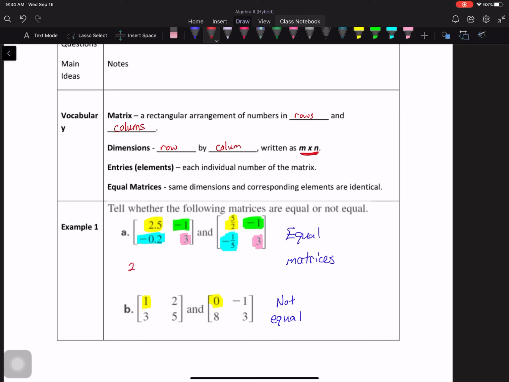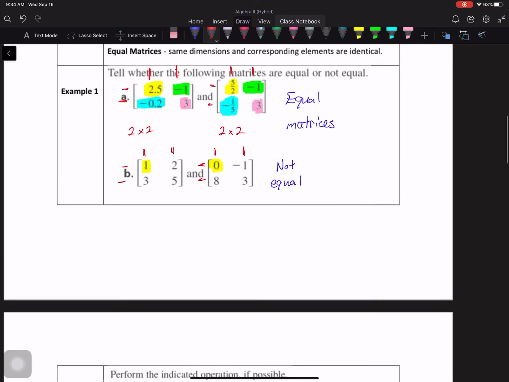By the way, I should go back to the letter A here. This would be a 2 by 2 matrix. This would also be a 2 by 2 matrix. We have 2 rows and 2 columns. Same thing here. These are both 2 by 2s, 2 rows, 2 columns, which is a requirement for equal matrices. But again, in letter B, the top left corners are not the same number. Therefore, they are not equal.